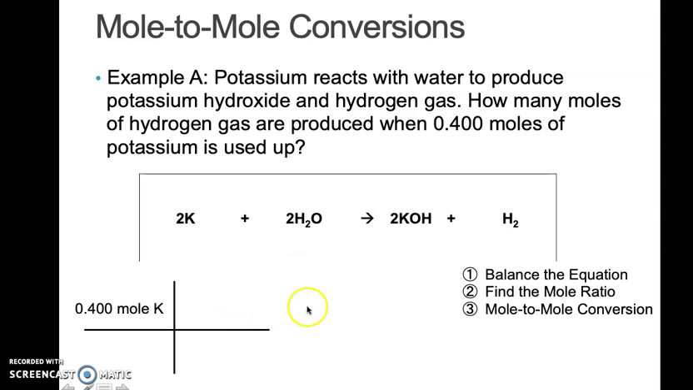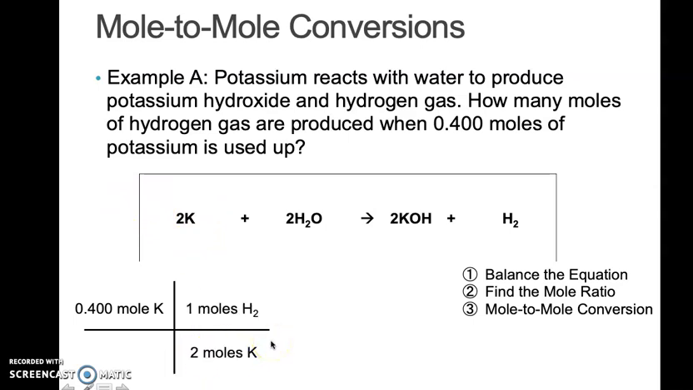So moles of hydrogen is going to go up top. And how many moles of hydrogen do we have in our equation? Well, we have 1. So it'll be 1 mole of hydrogen. On the bottom, our moles of potassium will go on the bottom, right? Because we want moles of potassium, K, to cross off. How many moles of potassium do we have? We have 2 moles of potassium. We'll put that down on the bottom.